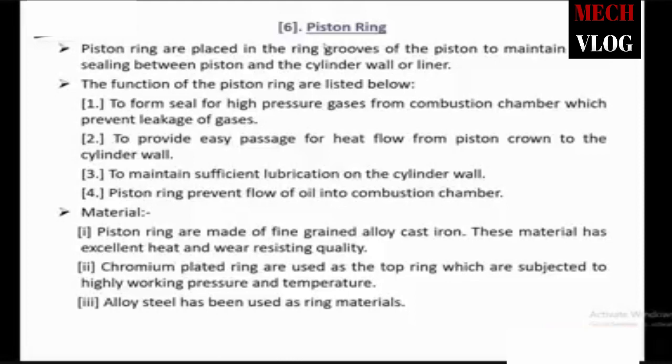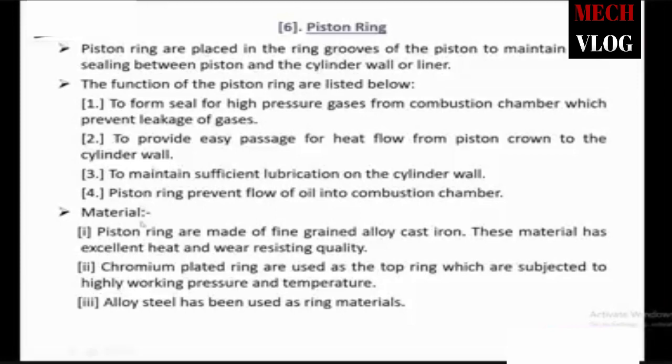Okay. So next, the functions of piston rings are listed below. To form a seal for high pressure gas from the combustion chamber, which prevents the leakage of gases. So this is for the top compression ring. To provide easy passage of heat flow from the piston crown to the cylinder wall. So this is for the intermediate compression ring, and it maintains sufficient lubrication of the cylinder wall. This is for the oil control ring. So these are the main three operations. Okay, the piston rings prevent the flow of oil into the combustion chamber. There is also a chance of oil going from the piston to the combustion chamber, so this can be prevented.